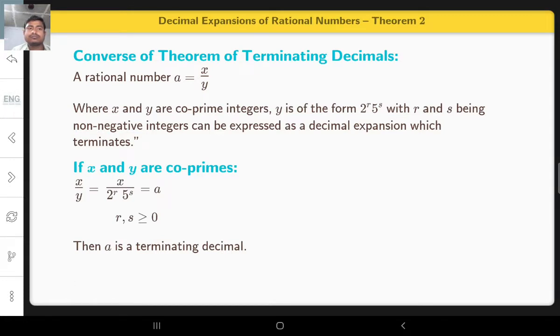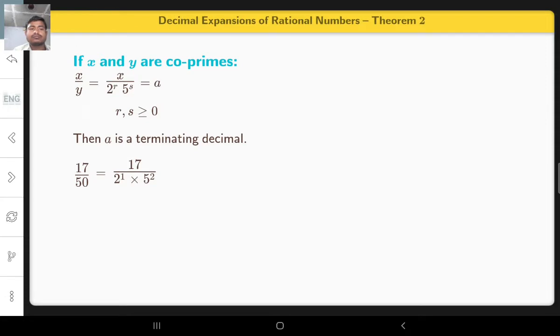Let's consider a rational number 17 divided by 50, which is in the form x by y, and 17 and 50 are co-primes. Here, the denominator 50 can be expressed as the product of 2 to the power 1 and 5 to the power 2. In decimal form, 17 divided by 50 is equal to 0.34, which is a terminating decimal. Here is another example, the rational number 3 upon 2, which becomes the terminating decimal 1.5.